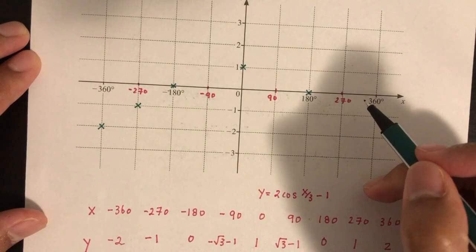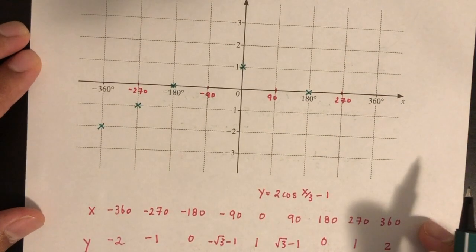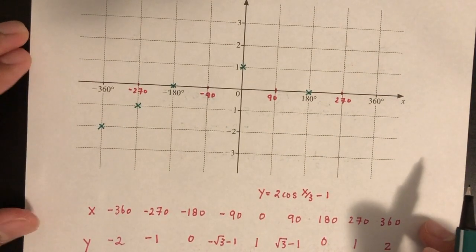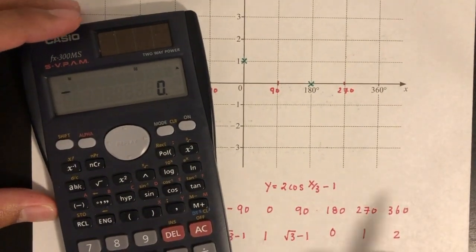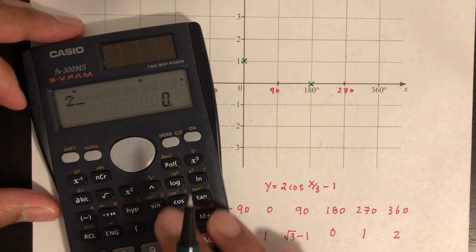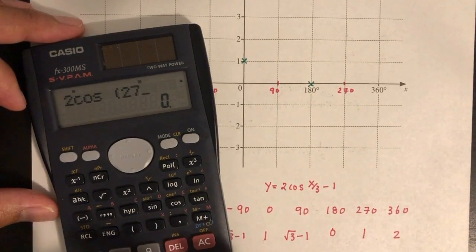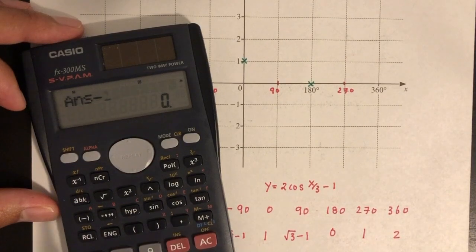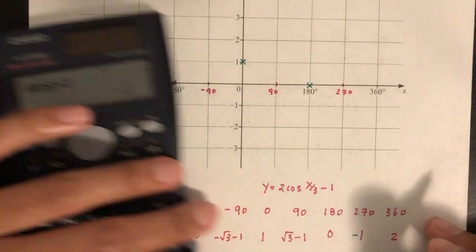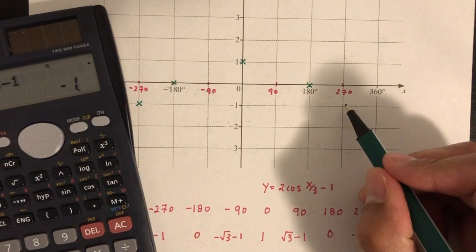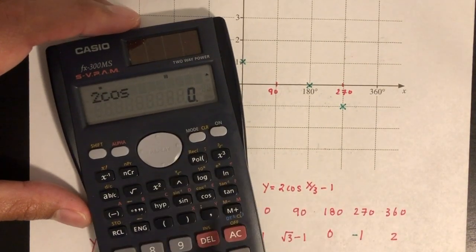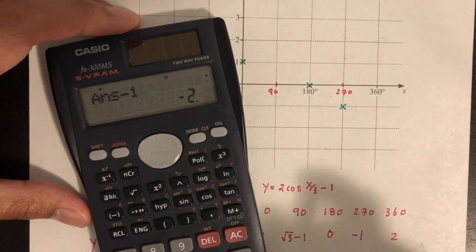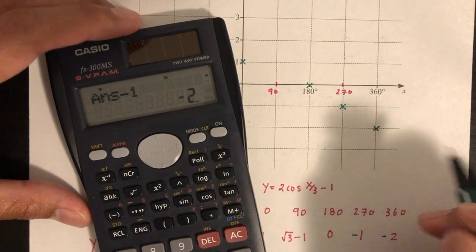Then we have 270 will be equal to, let me double check, because it should be minus 1 usually, because for this value of cos. So 2 cos of 270 divided by 3 minus 1. Yep, it should be minus 1. So you always have to double check, because it's very easy to make mistakes. So 360, so 2 cos of 360 divided by 3 minus 1, that will be minus 2. So minus 2 is here actually.